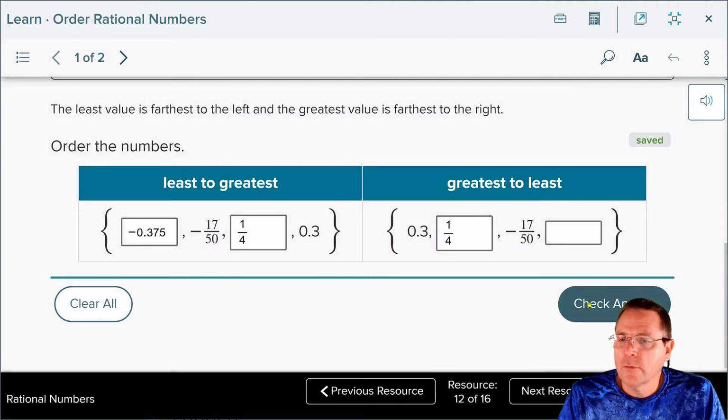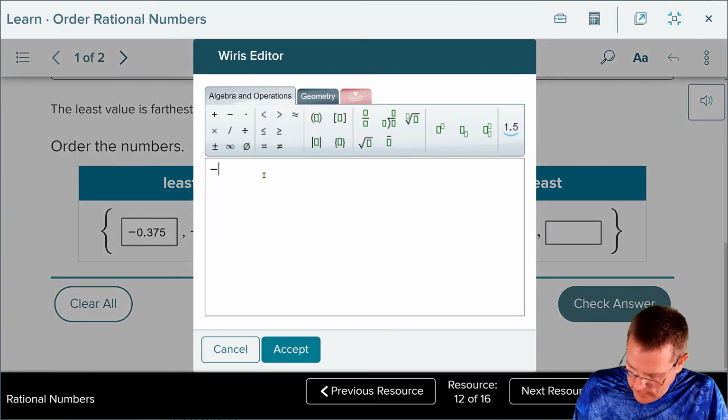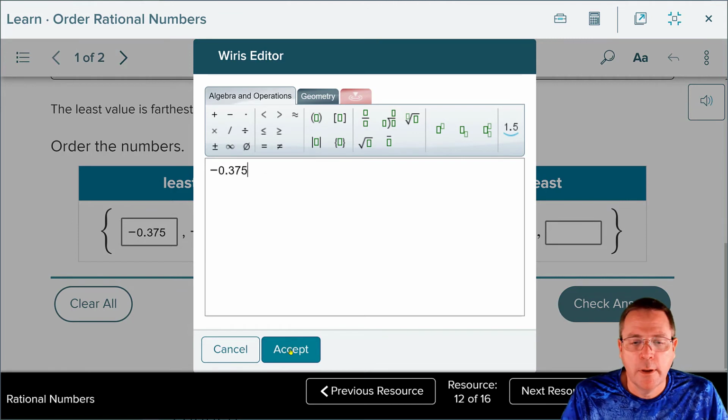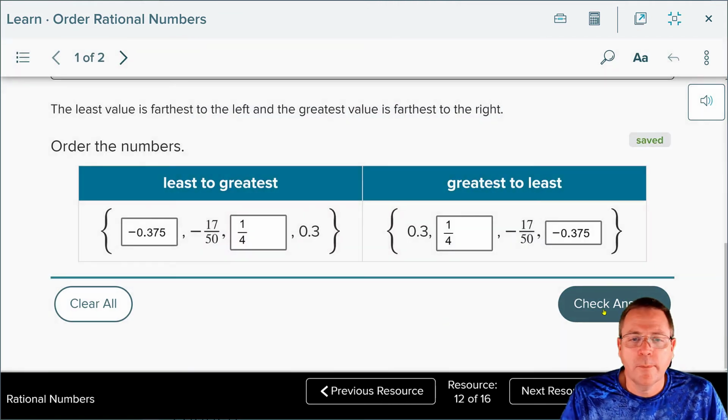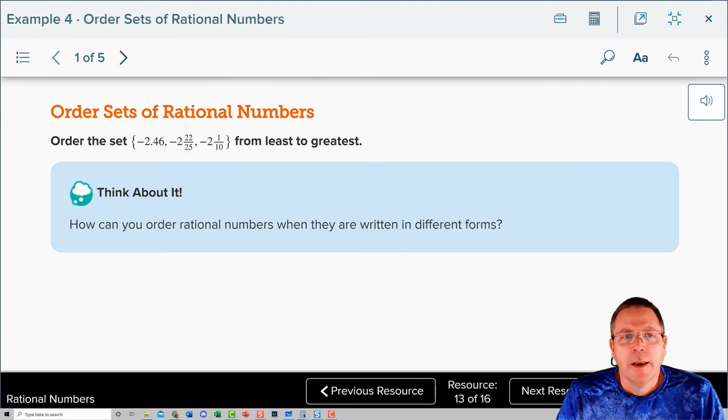Check our answers. Give it time to check or save itself. It didn't save itself. What happened there? Let's try that again. Negative 0.375. Accept. There, it's in there. And check. Everything checks. Excellent.